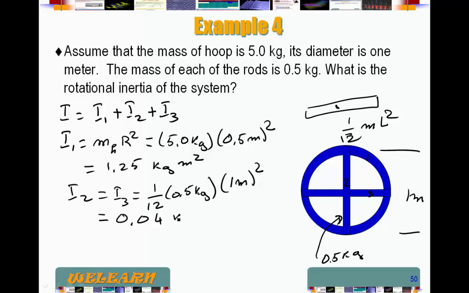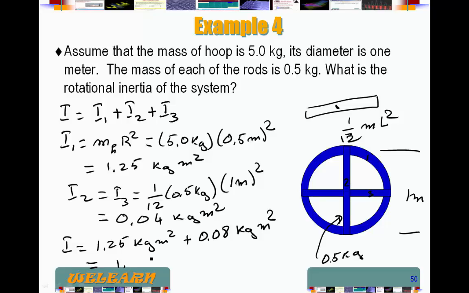0.04 kilogram meter squared. So my overall moment of inertia, the largest component is due to the hoop. So that's 1.25 kilogram meter squared, plus I2 plus I3, which is twice that much, which is plus 0.08 kilogram meter squared. So that gives us 1.33 kilogram meter squared.